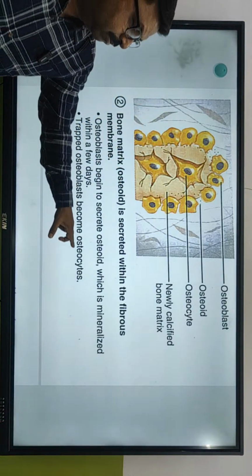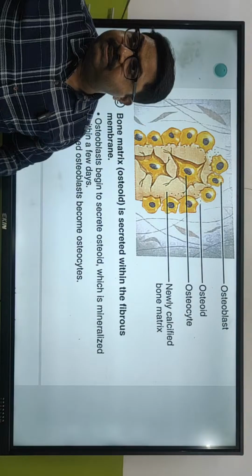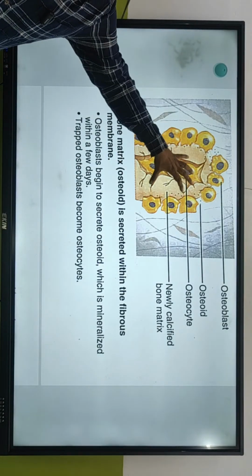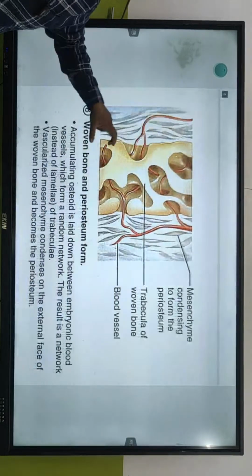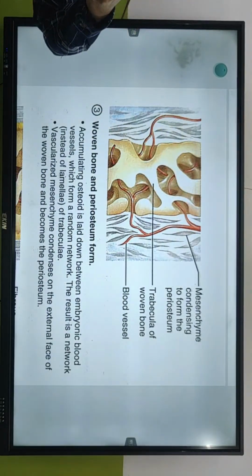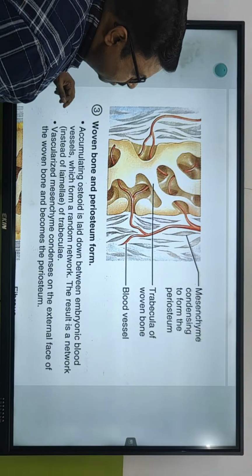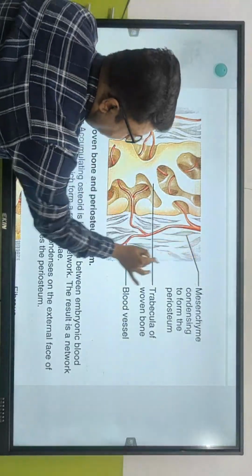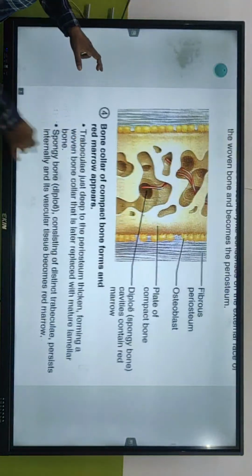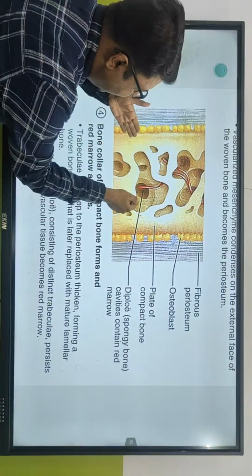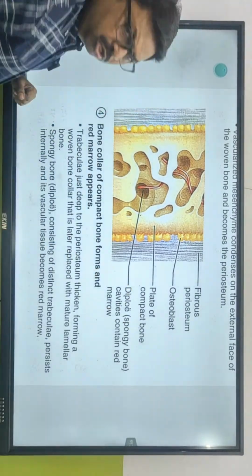Trapped osteoblasts become osteocytes. And these trapped osteoblasts, and they will become what? Osteocyte cells. Clear? Done? Now, woven bone and periosteum form. Ultimately क्या बनेगा? Periosteum बन जाएगा. बाहर क्या बनेगा? What is going to happen is outside. Periosteum is going to occur. Periosteum. So बीच में क्या रहेगा? There will be some gap. And those gap is called diploid. Diploid means spongy bone.